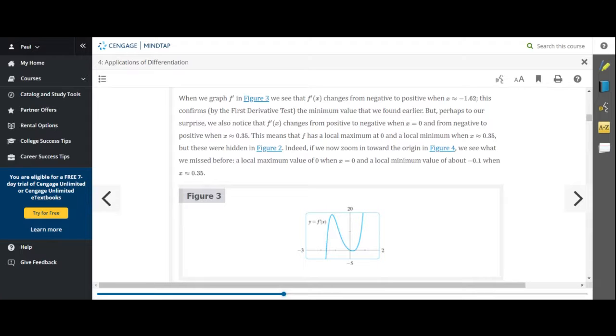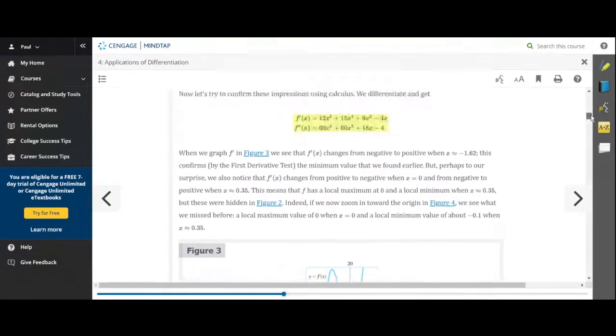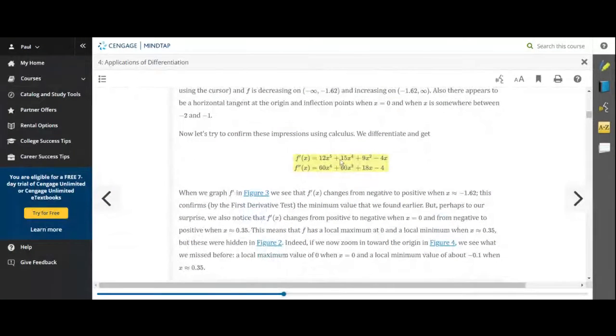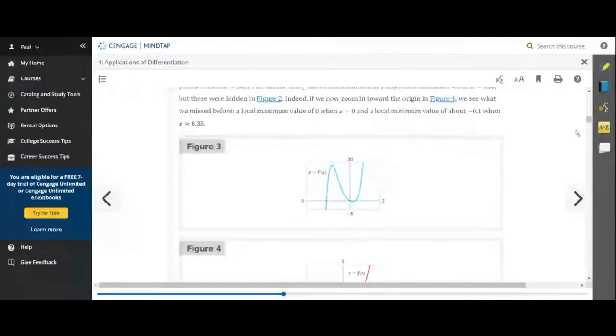So all they're doing here is they're saying, look, let's go ahead and graph that first derivative, which is a fifth degree polynomial. Let's graph it, and they graph it here in figure 3. And based on the first derivative, you can tell information about your original function.